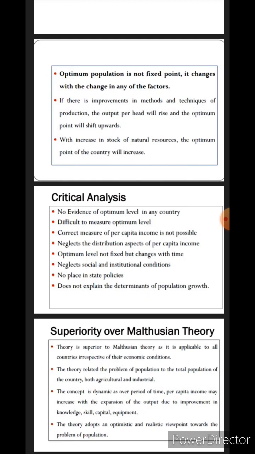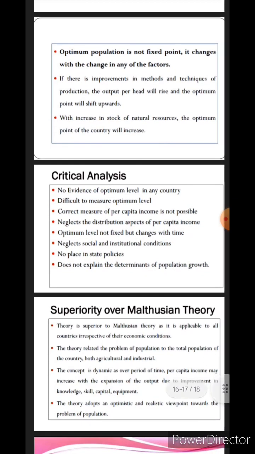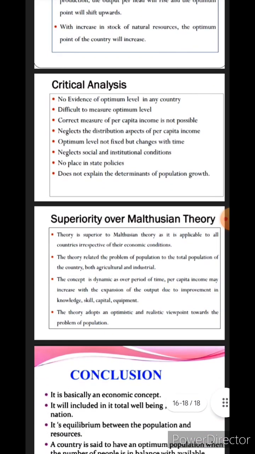The theory relates the problems of population to the total population of the country, both agricultural and industrial. The concept is dynamic over a period of time. The concept is dynamic or changeable. Per capita income may be increased with the expansion of output due to improvement of knowledge, skill, capital, equipment, etc. The theory adopts an optimistic and realistic viewpoint toward the problems of population.